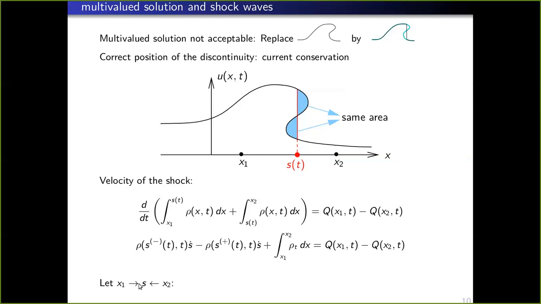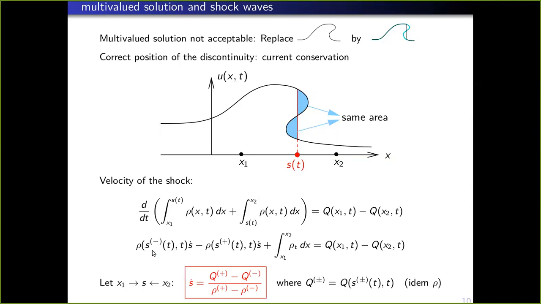And now let x1 go to s, still remaining lower than s, and x2 go to s, still remaining larger than s. Okay? And very simply, one obtains, I let you do the math, S dot equals Q plus minus Q minus divided by rho plus minus rho minus, where Q plus is just Q of S plus, just above S. It's a very simple computation. And this defines the velocity of the shock. It might be time dependent because Q plus or minus, as well as rho minus and rho plus, a priori depend on time.